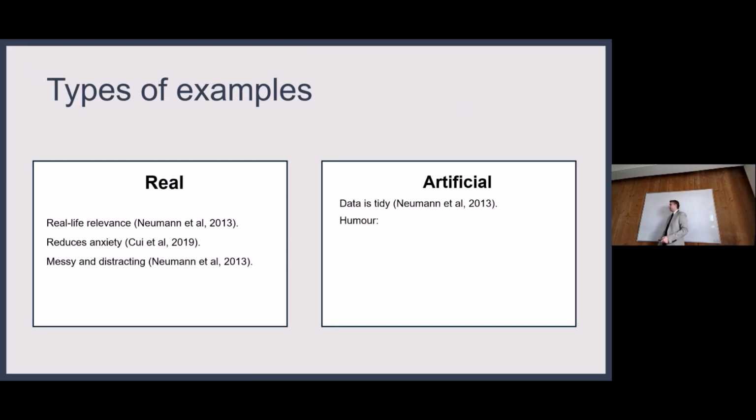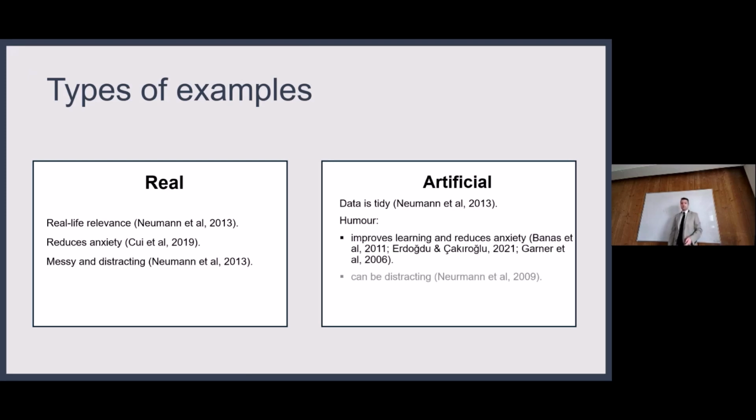And you can make it a funny example as well. You can make it humorous. That can improve learning and reduce anxiety. But you don't want the humor to be distracting. The problem with using an artificial example is that it's hard to convince someone that statistics is useful in the real world if you're giving them examples which you literally just made up in the computer.